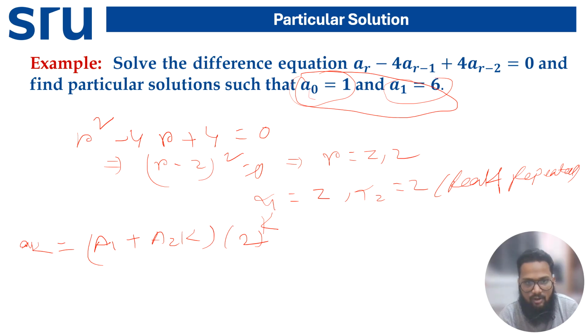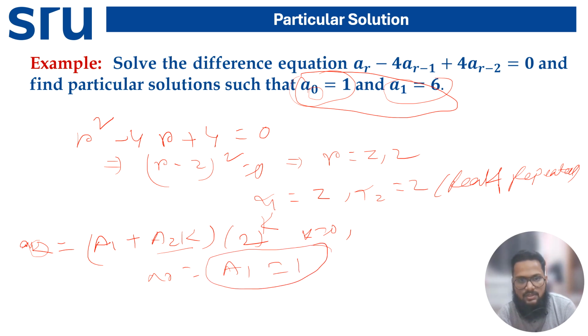So to get a_0, you have to put k equal to 0. If you put k equal to 0, the A2 k term becomes 0, so only A1. 2 power 0 means 1. So A1 is a_0, and the a_0 value is given as 1. So finally capital A1 you are getting as 1. Simple calculation. Next, to get a_1, put k equal to 1. So if k equal to 1, you will get small a_1 equal to capital A1 plus A2 times 1 into 2 power 1, which is only 2.